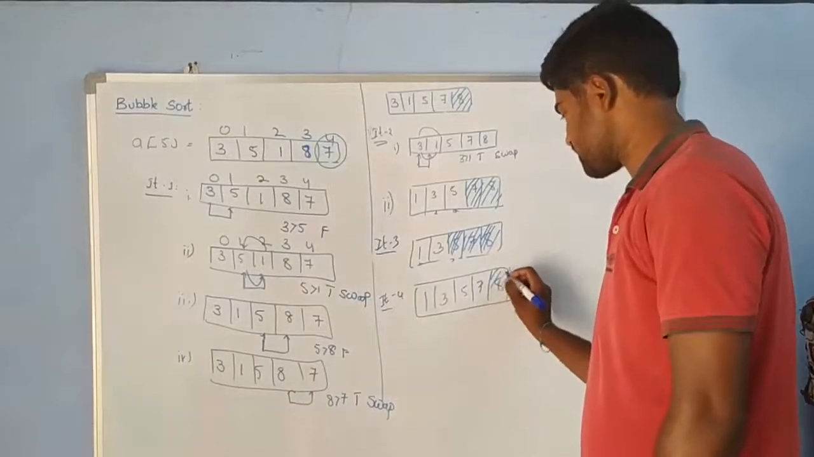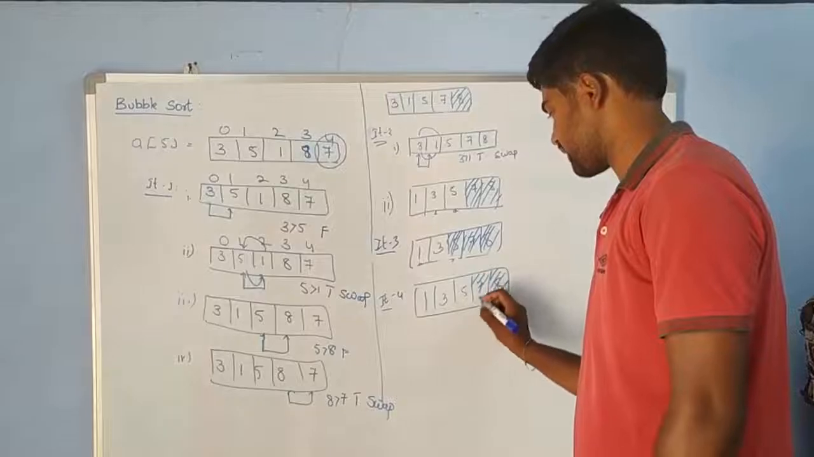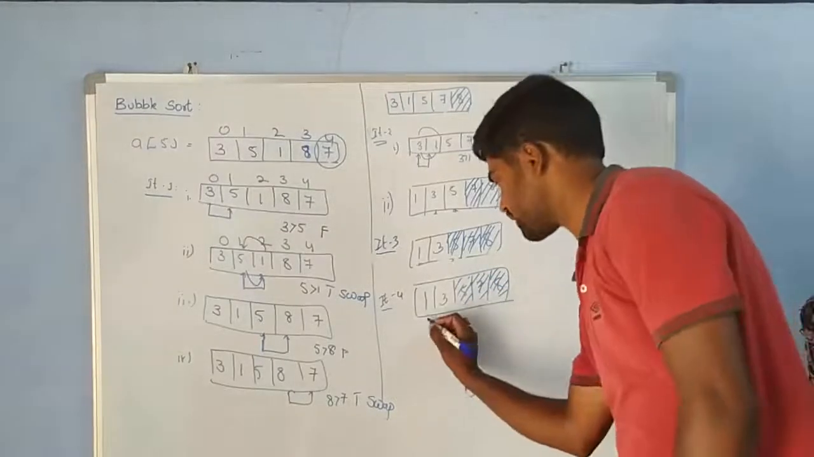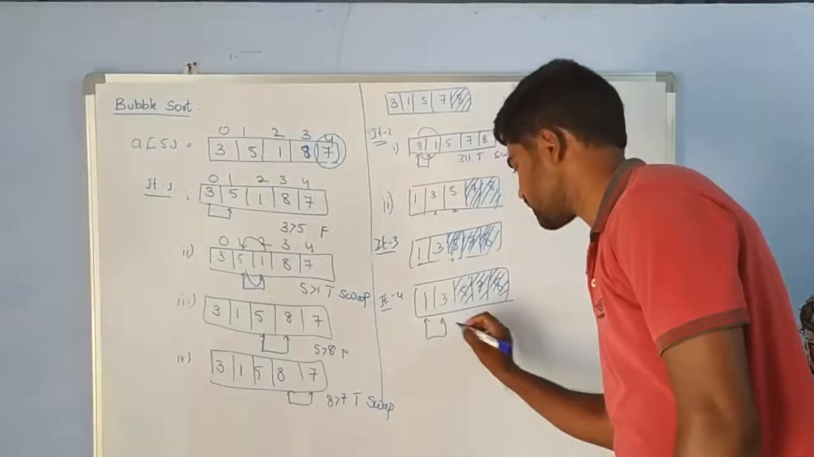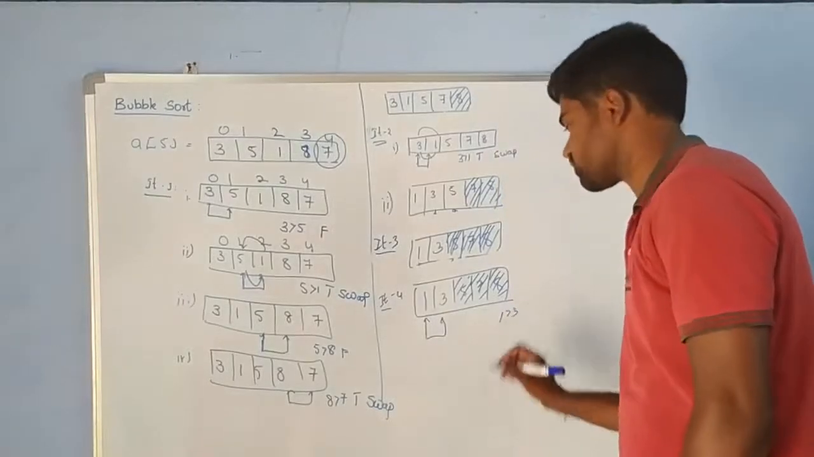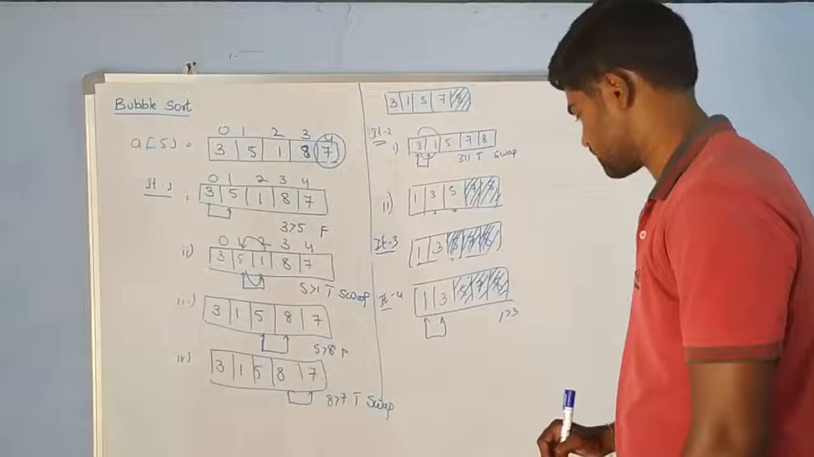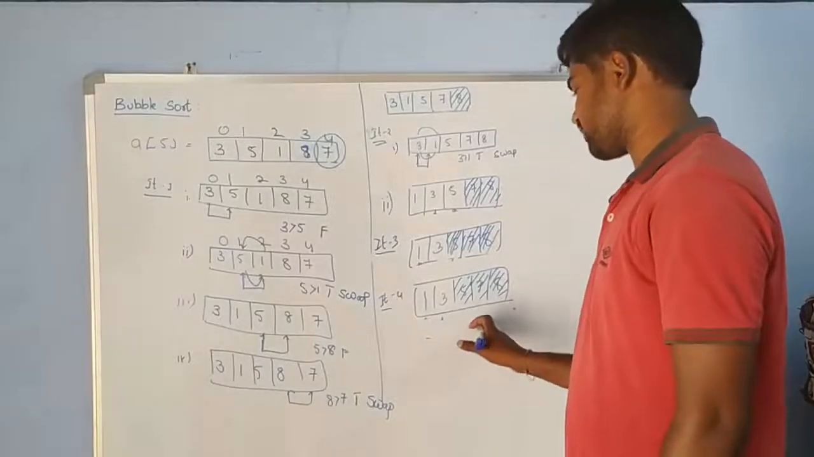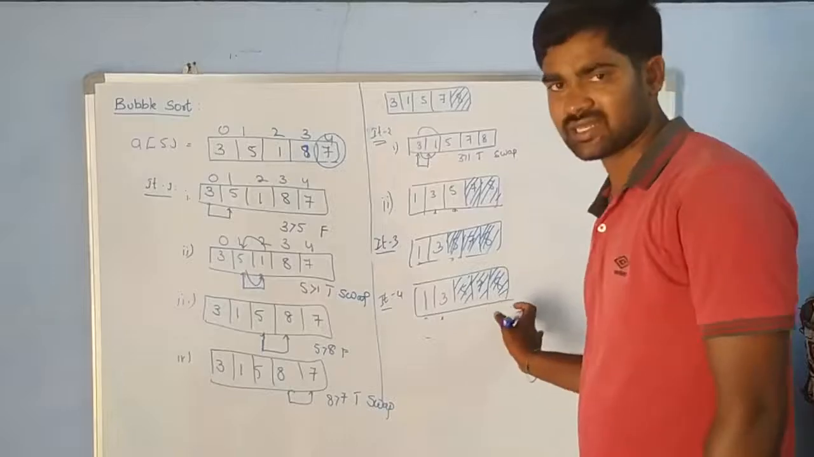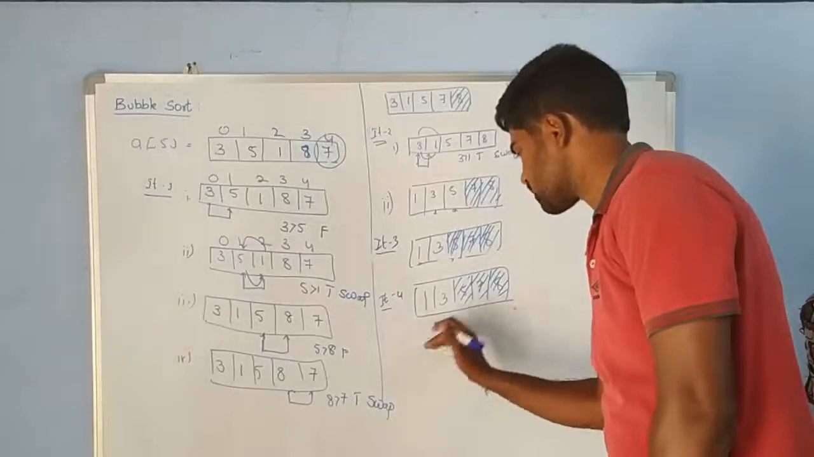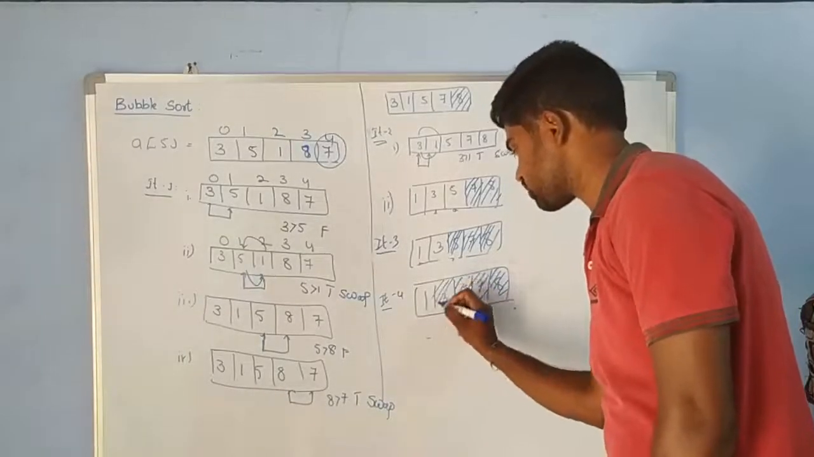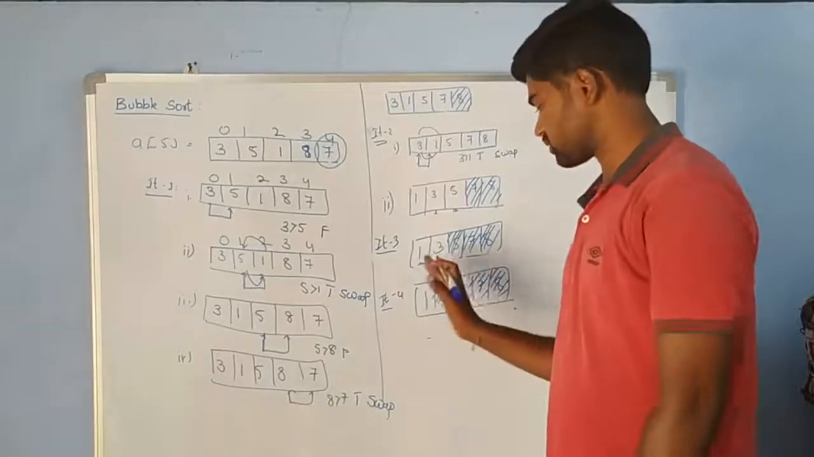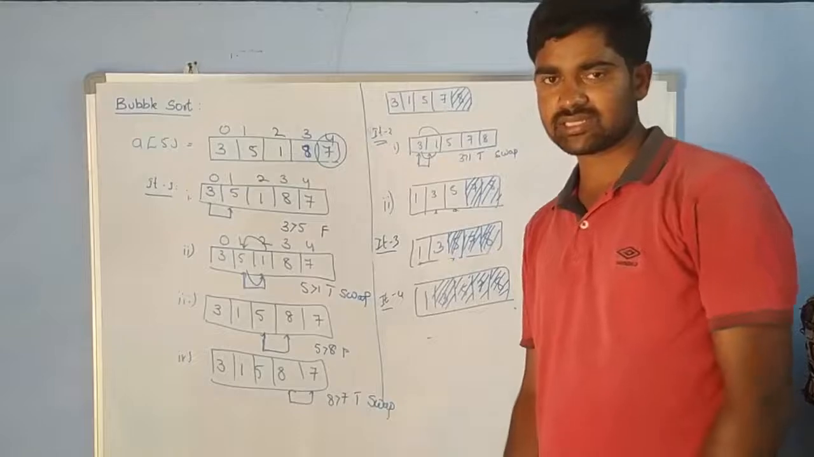Already these elements, 5, 7 and 8, are in sorted order. Now compare the 1 with 3. So here 1 is greater than 3. Condition true or false? Condition will be false. Then what will happen here? No need to check the 3 with 5 because these are in ascending order. So now, even in iteration number 4, the second and the last index numbers are in sorted order.